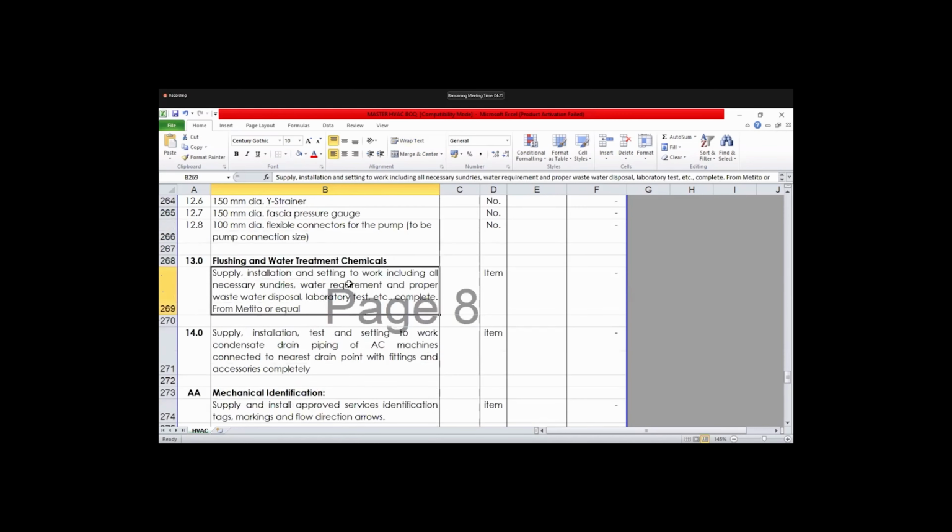Flushing and water treatment. What is the flushing water? The chilled water, while installing the lines, means what happens, the welding and all this happens during installation.